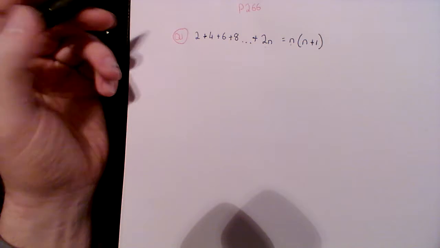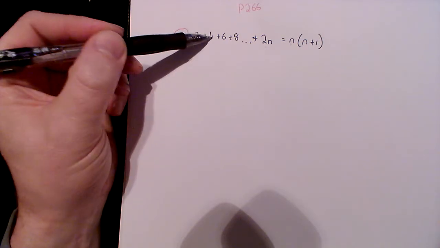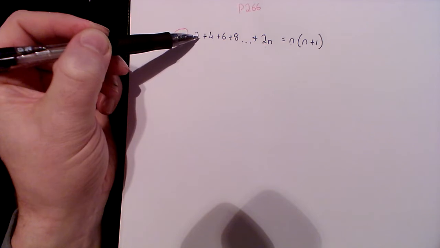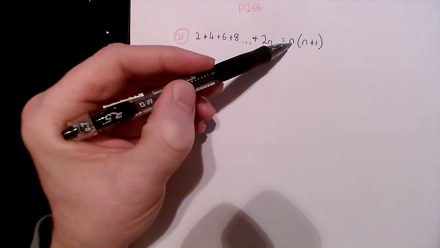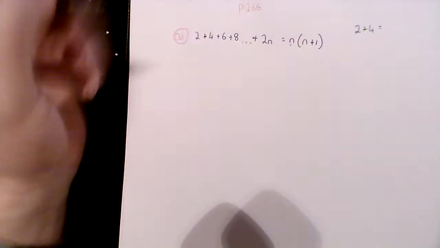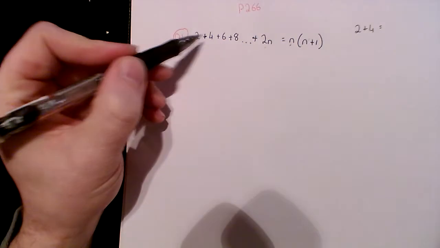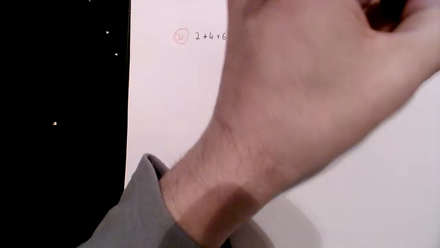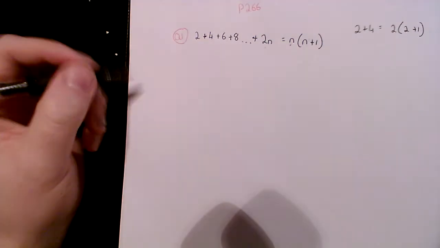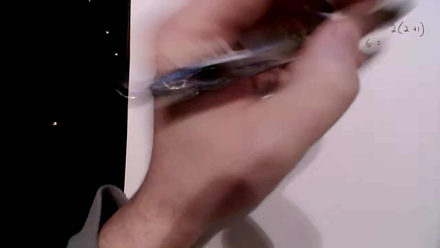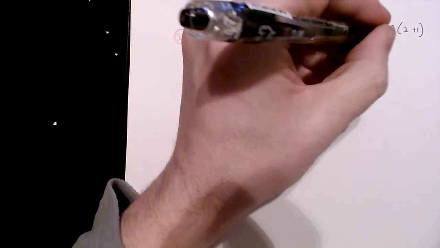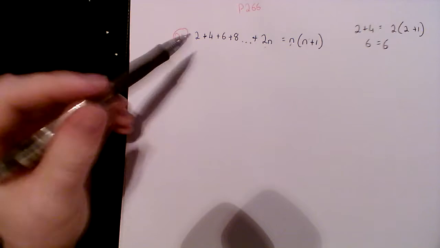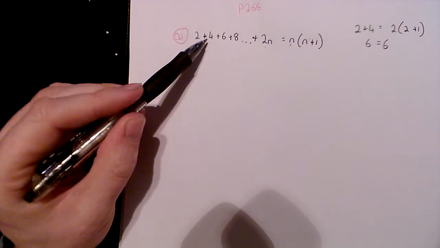So what we mean there is, let's say I want to find the first two terms added together. Well, then I put in 2 here. Okay, so let's see if that works. The first two terms added together would be 2 plus 4, and that equals, well, it's the second term, so we put in 2 for n. 2 plus 1 is 3, multiplied by 2 is 6. So there we go. We've proved it works for the first two terms anyway.